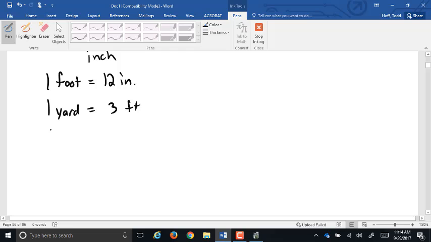Bigger than a fathom, there's one that I'm going to put on here called a rod. A rod is 5.5 yards, or 16.5 feet. A rod was a shepherd's tool.